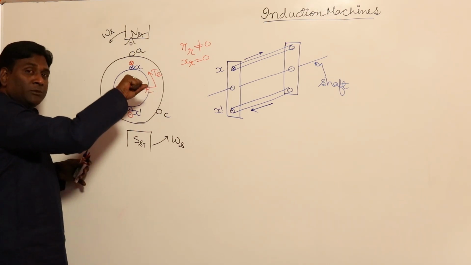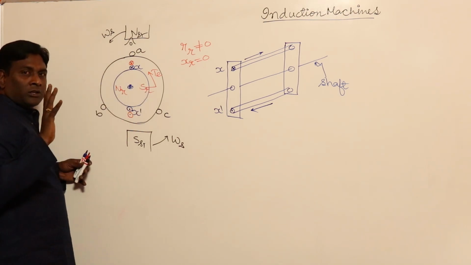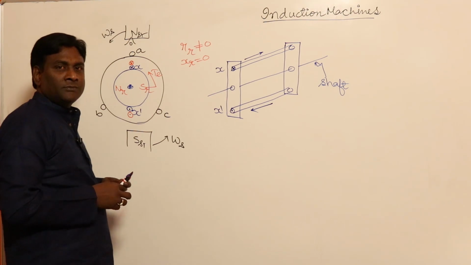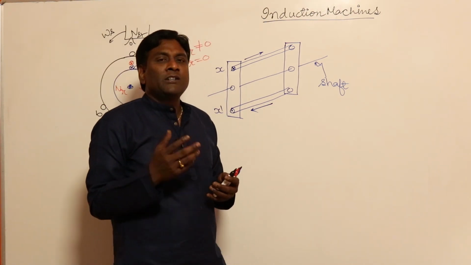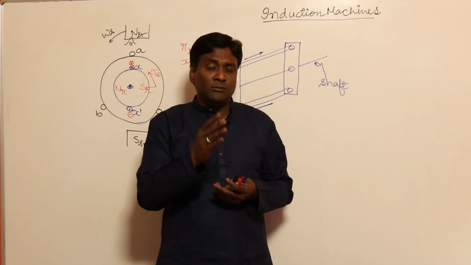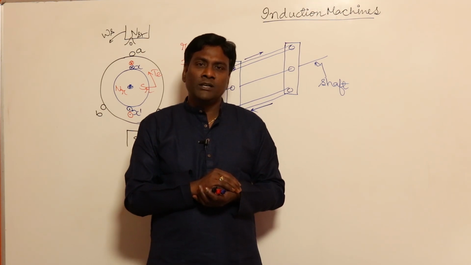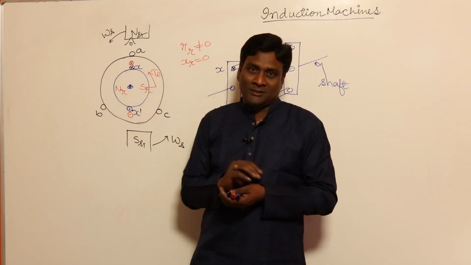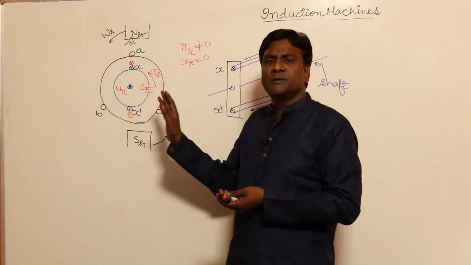Under that condition, twisting movement will be there. Now, if I release the rotor, it will be accelerated in the same direction of RMF. From the previous discussion we already know that my rotor will not be able to attain the synchronous speed. At less than synchronous speed, it will rotate.